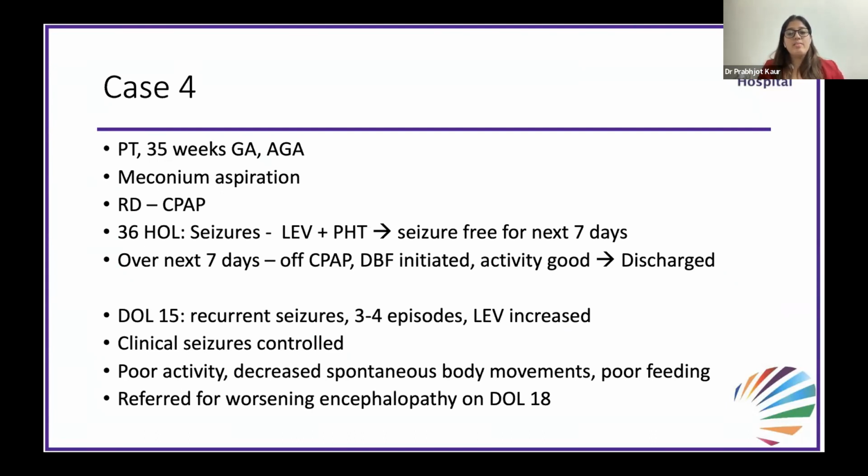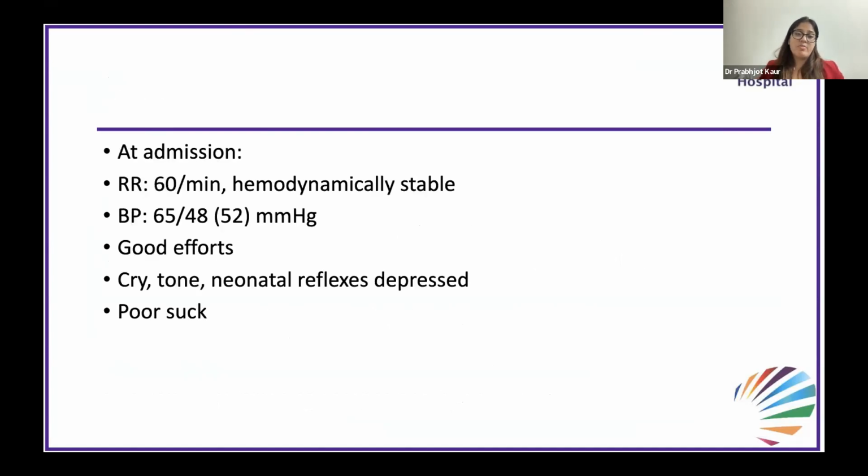3 to 4 episodes. The levipil, which was already ongoing, was increased. Clinical seizures were controlled, but the baby continued to have poor activity, decreased spontaneous body movements, poor feeding, and subsequently we received this baby on day of life 80 in view of worsening encephalopathy.